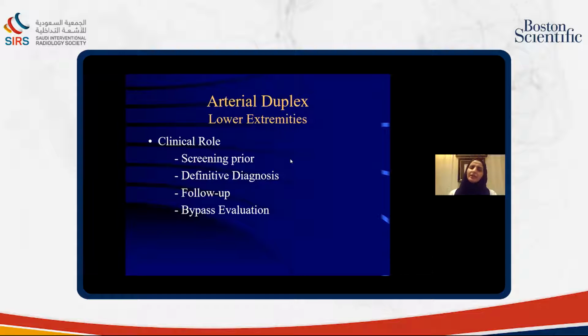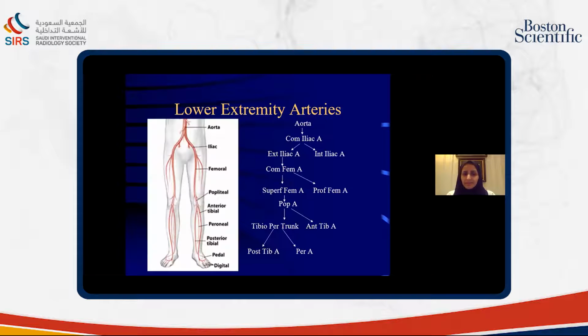Arterial duplex scan also has clinical roles. We usually do it for screening, for definitive diagnosis, for follow-up, and also to evaluate a bypass. This is the anatomy of the lower extremity. We start from the aorta, iliac divided to internal and external, and then the common femoral artery divided to profunda and the superficial femoral artery. Then at the knee, we have the popliteal artery divided to anterior tibial artery and tibioperoneal trunk, divided to posterior tibial and peroneal artery.